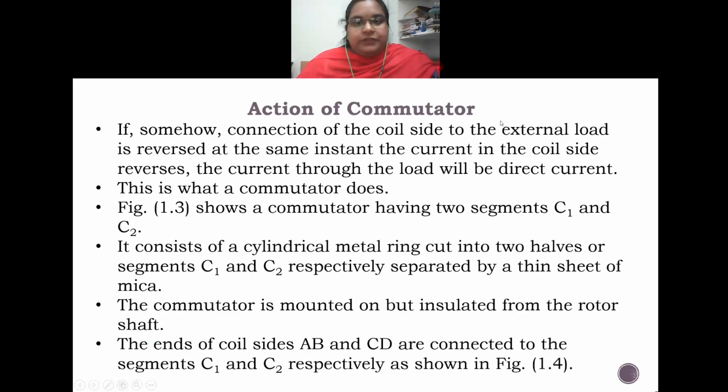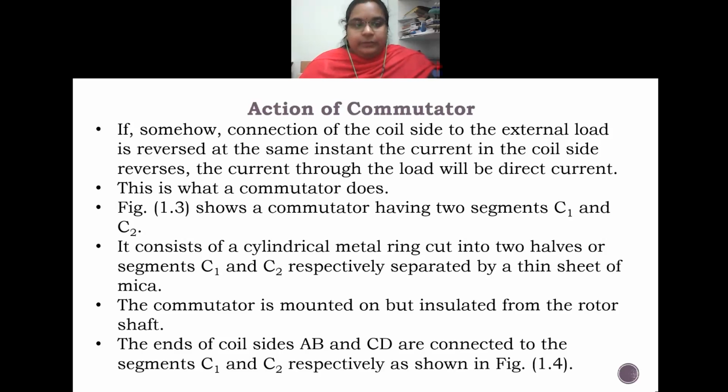So, if somehow the connection of the coil side to the external load is reversed at the same instant the current in the coil side reverses, the current through the load will be a direct current, right? So, if we can make sure that the direction of the current in the circuit doesn't change, that is, if the direction of the current is changing, at the same time the connection of the coil side also changes, then we can make sure that a direct current is produced in this machine, right?